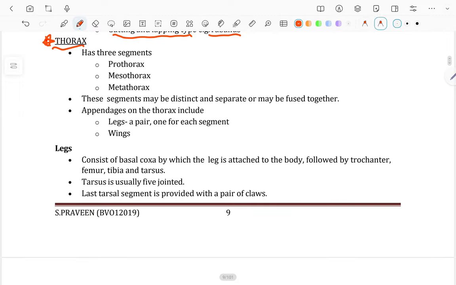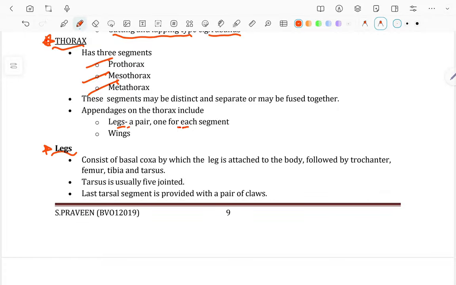Thorax. The thorax has three segments: prothorax, mesothorax, and metathorax. These segments may be distinct and separate or may be fused together. Appendages on the thorax include legs, a pair for each segment, and wings, if present.